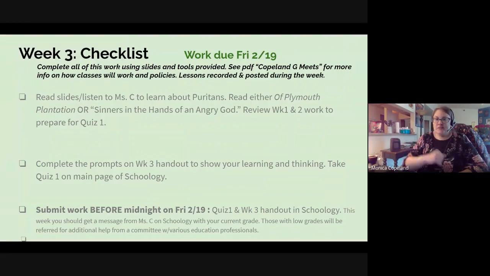Same thing, just in checklist format. So this week you should have already gotten from me a message updating you on your grades so far. I like to do that fairly often so people know where they're at and so people have an easier way to ask for help if they need it.